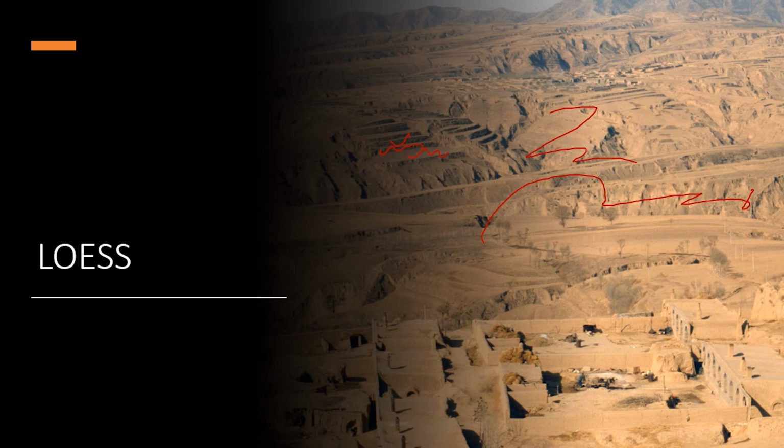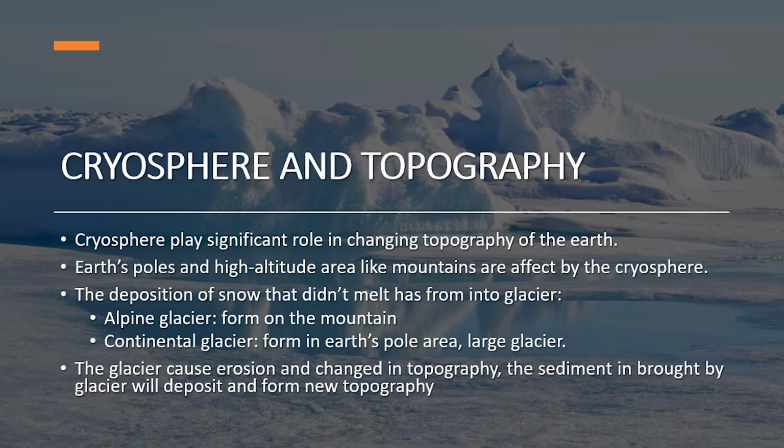Okay, so now let's finish talking about the wind process, and we enter the last process we are going to talk about today, which is the cryosphere and the topography. The cryosphere is another sphere that we did not mention in the structure of the Earth. The cryosphere talks about the cycle and the process of ice on Earth, right? How water changes into ice and ice changes into water, or how this ice causes changes in topography. We are going to talk about it here.